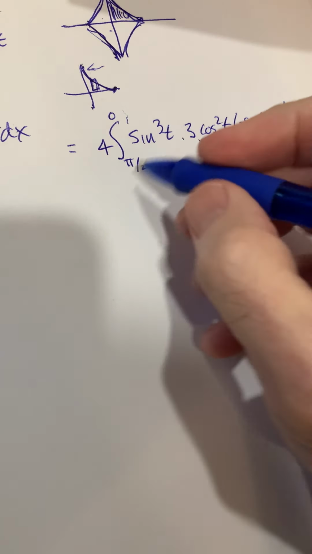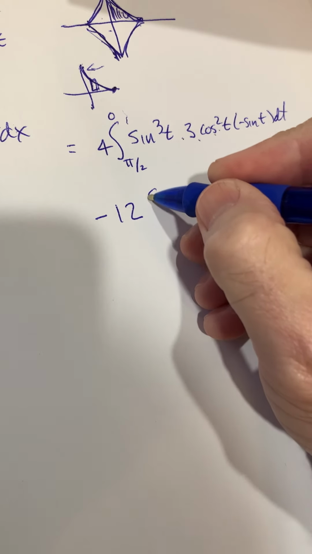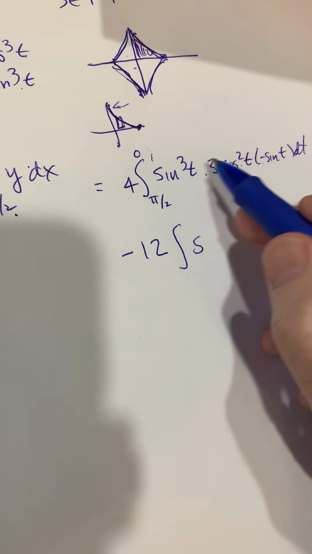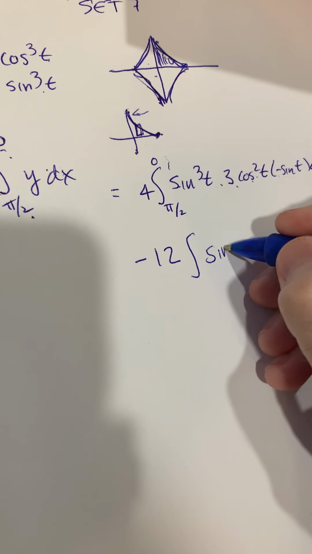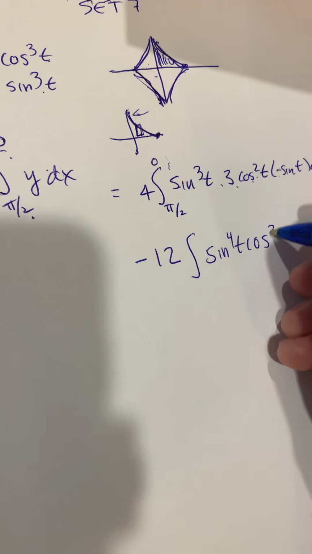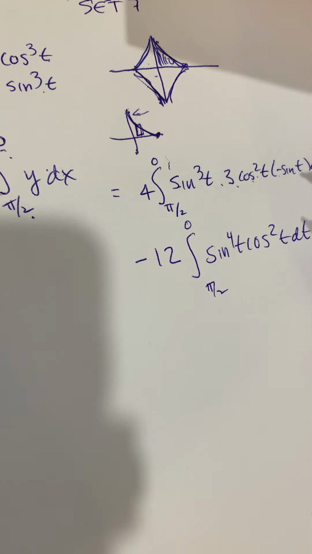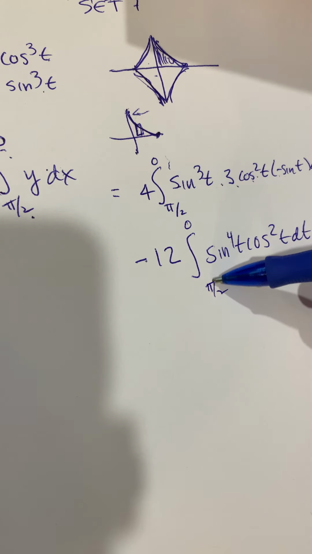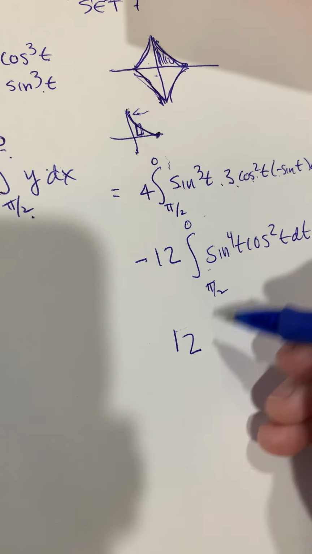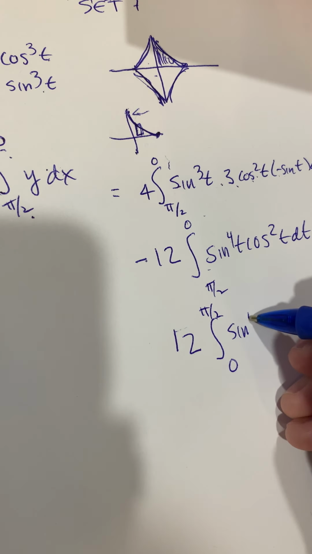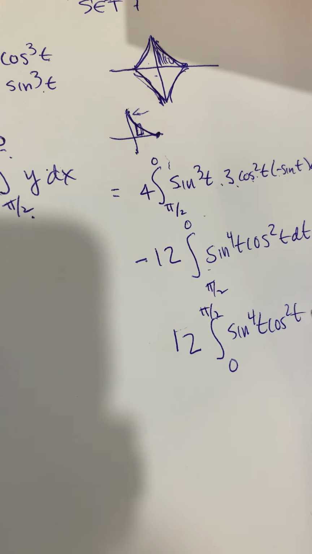So now, if I bring the negative and the 3 out front, we have negative 12 times the integral of sine to the 4th t, because we got a sine cubed and a sine, cosine squared t dt, from pi over 2 to 0. If you look at the answers, that one's not there, but if you take that negative out and switch those two limits, you can go 12 from 0 to pi over 2 of sine to the 4th t cosine squared t dt, and that answer is D.